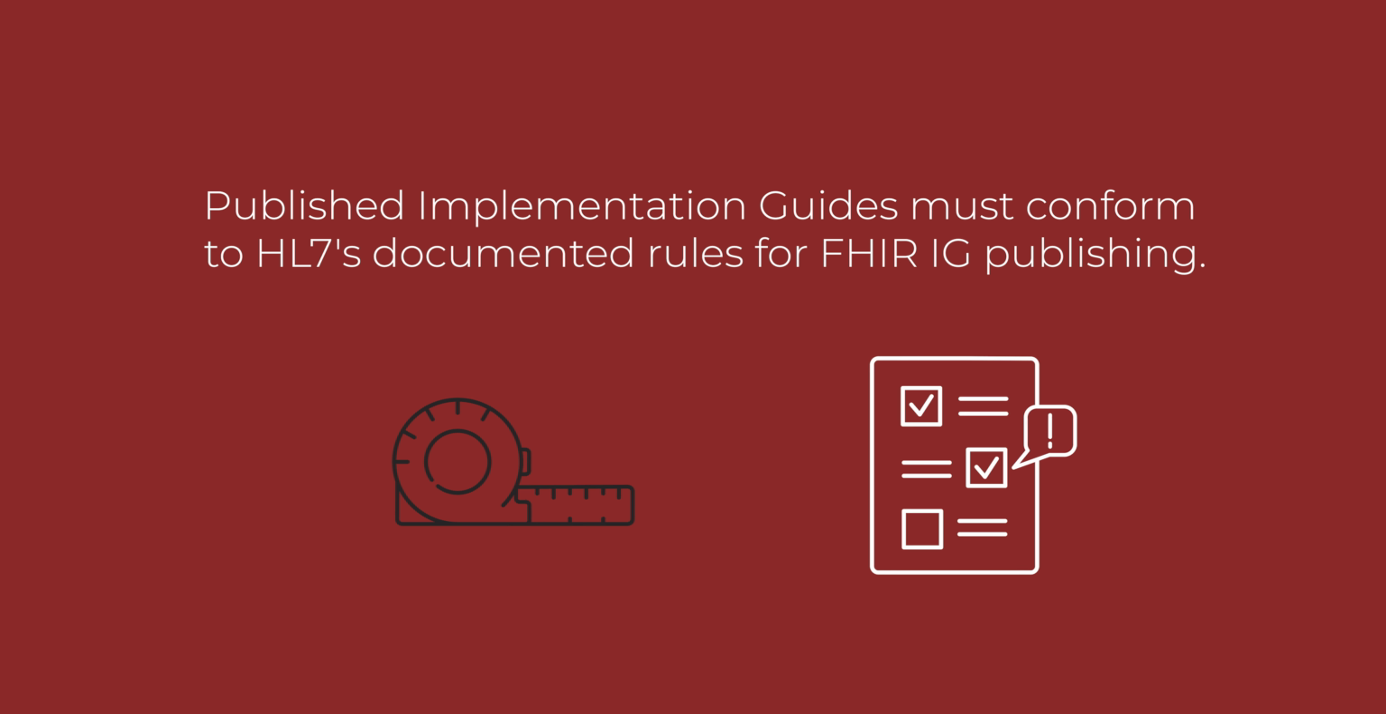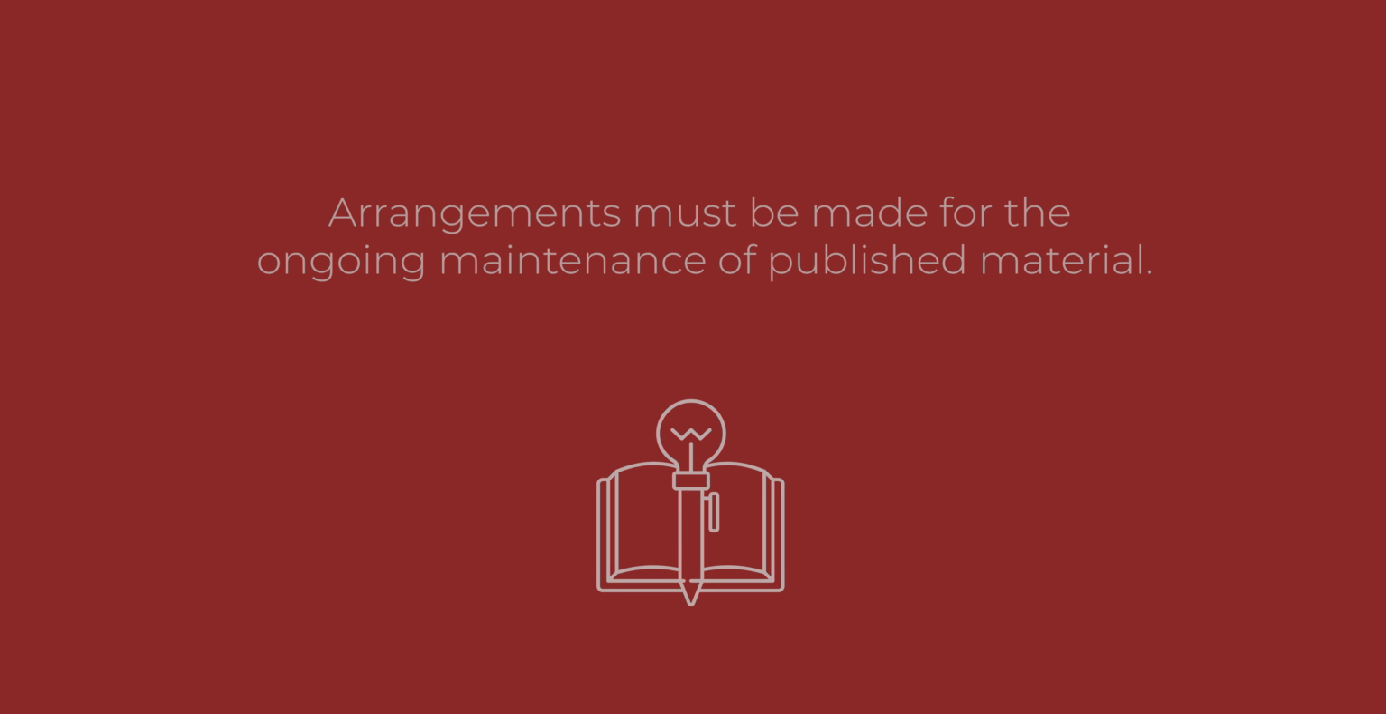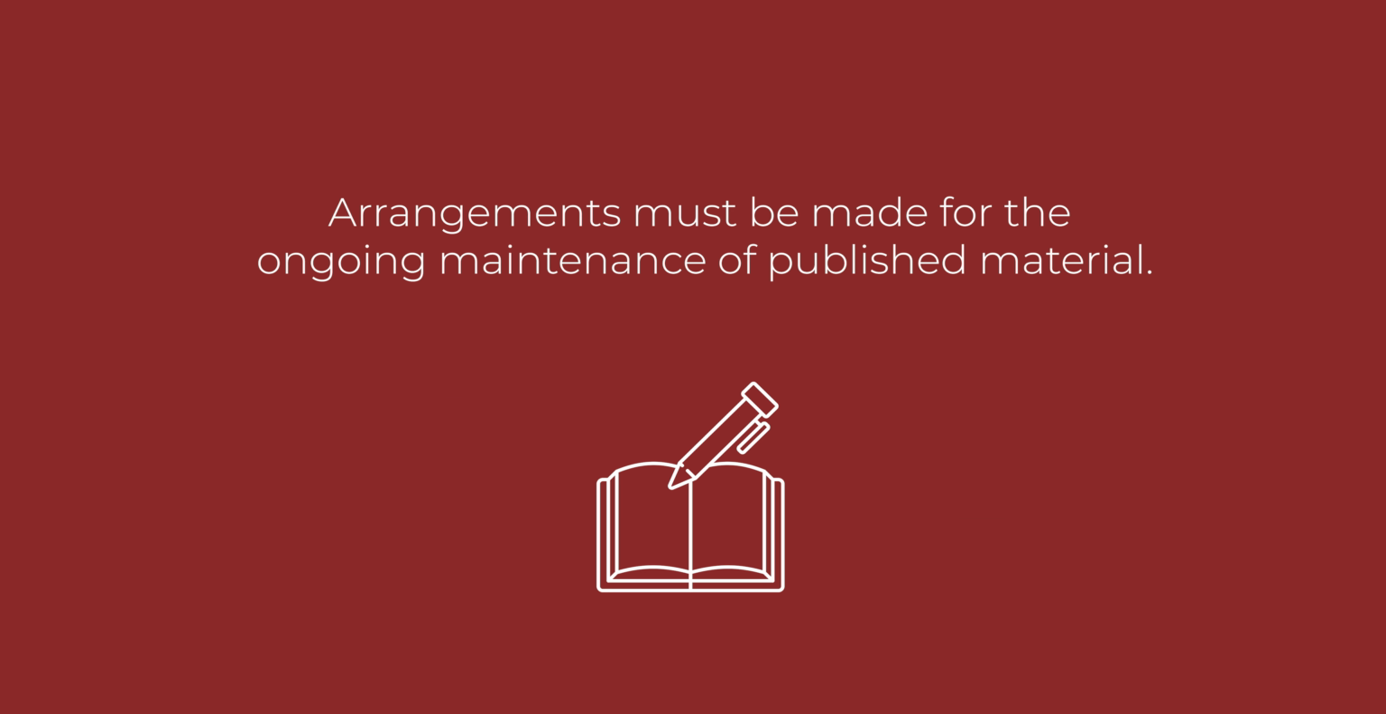Published implementation guides must conform to HL7's documented rules for FHIR IG publishing, and arrangements must be made for the ongoing maintenance of published material. Specifications that are assessed by the Australian FHIR Coordination Committee as having complied with the AFCP may be authorised to carry the HL7 FHIR Community Process icon, a badge of honour that communicates confidence in the product to its users. The AFCP is described within the Australian FHIR Management Framework, which is available via the HL7 Australia website.